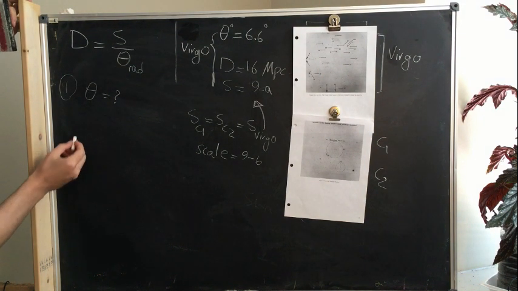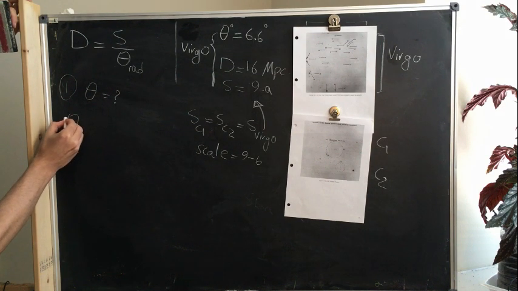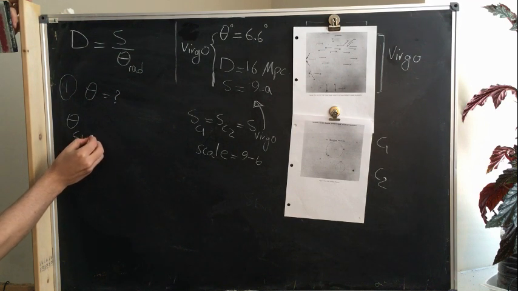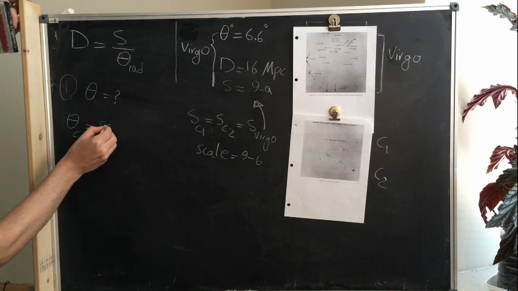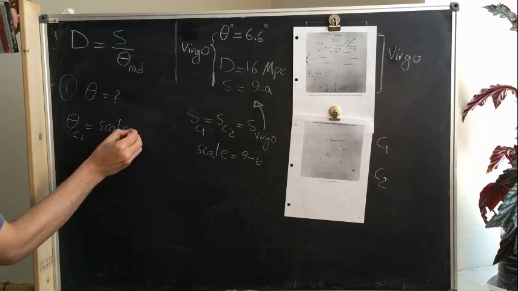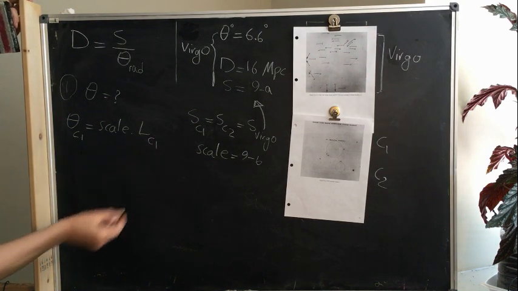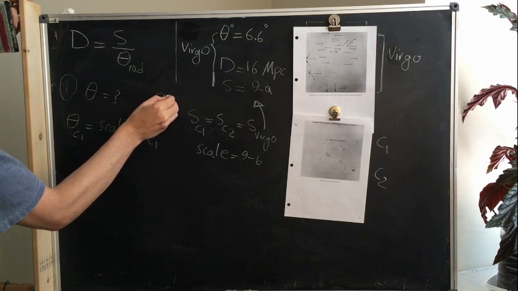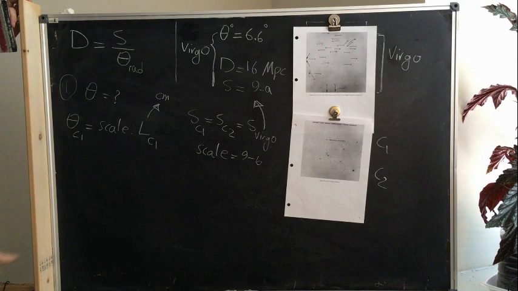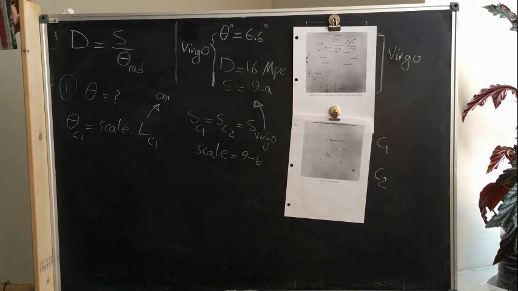For distance, we need theta, we need angular size. But we don't have angular size. For angular size, we can use the scale. So theta C1 is equal to the scale multiplied by the length for C1. For C1, we use a ruler, we measure this length in centimeters, and this is the scale. So just measure side to side.